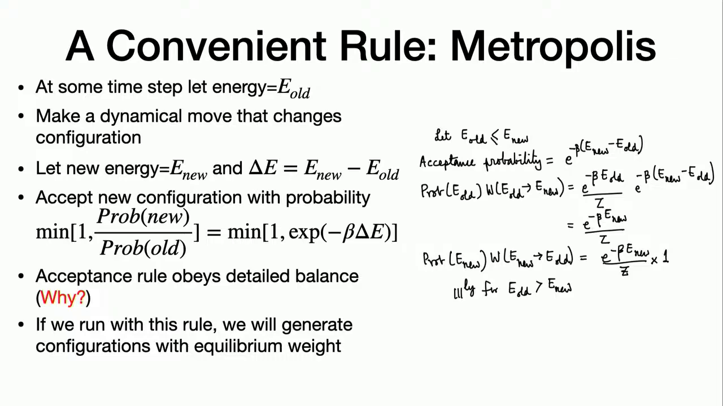Now we look at the reverse probability current, probability of E new times W of E new to E old. This W is 1 because we are lowering energy. So this is just probability e to the power minus beta E new by Z, and they match. So detailed balance is satisfied. If I choose the Metropolis rule for a generic system, I am guaranteed that detailed balance is satisfied. So if I run a simulation with this rule, at long times we will generate configurations with the correct equilibrium weight. That is the claim.